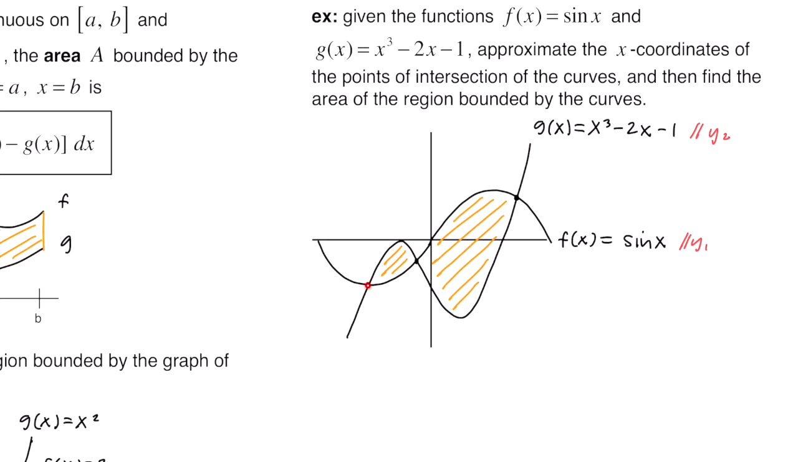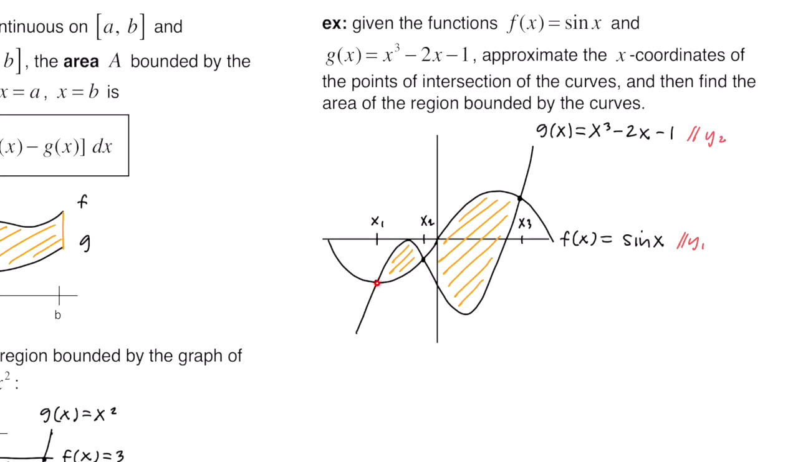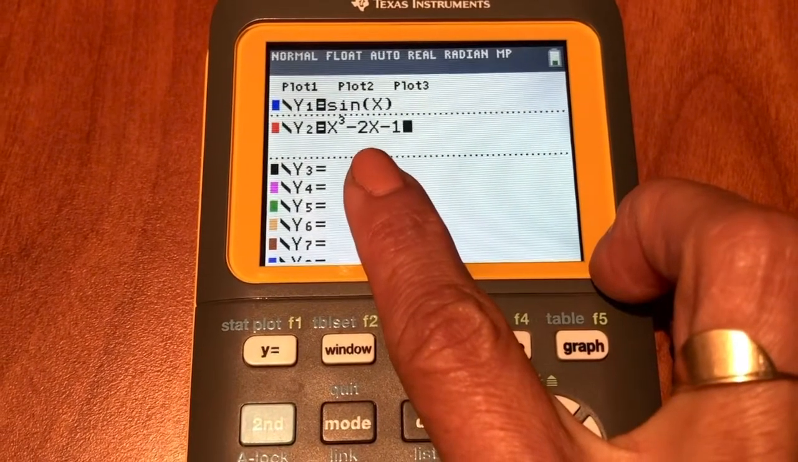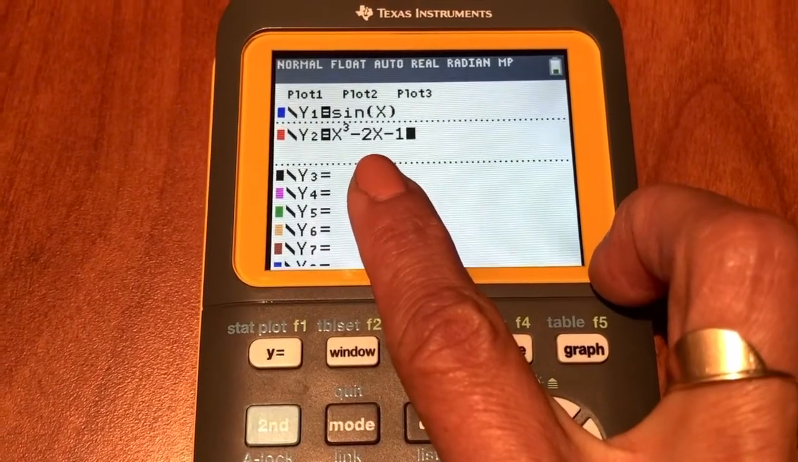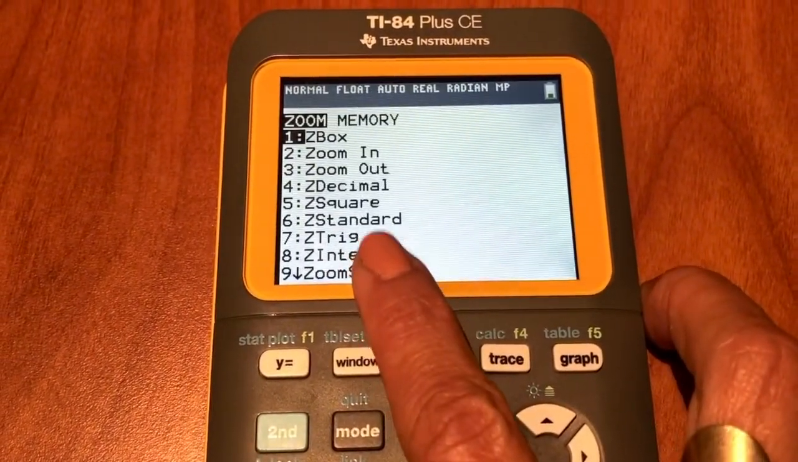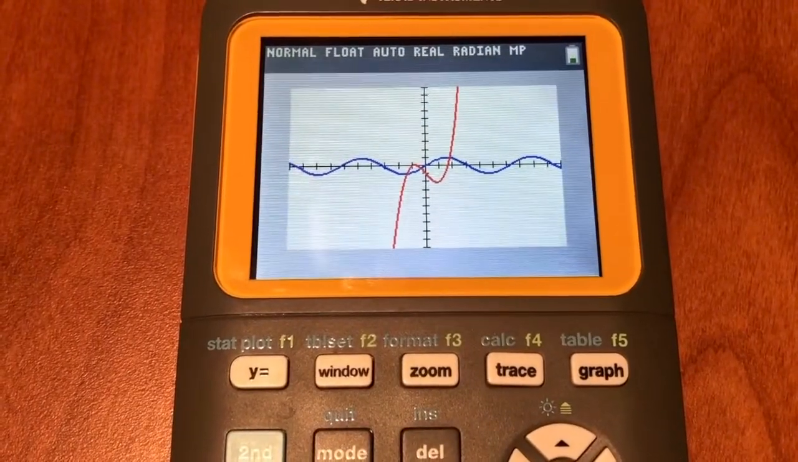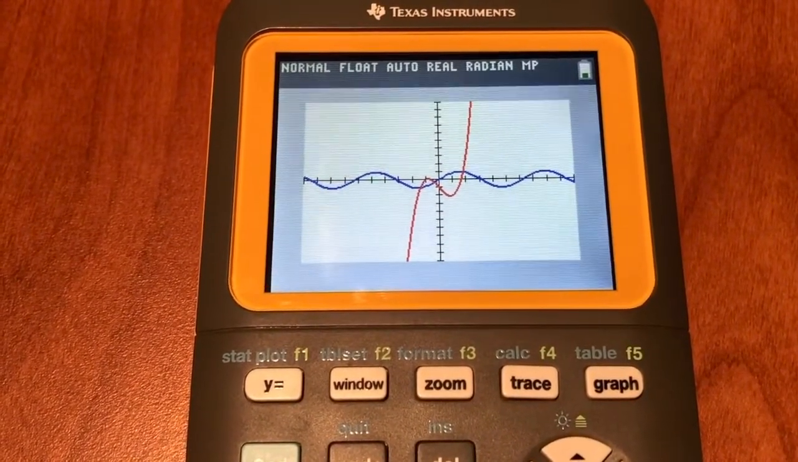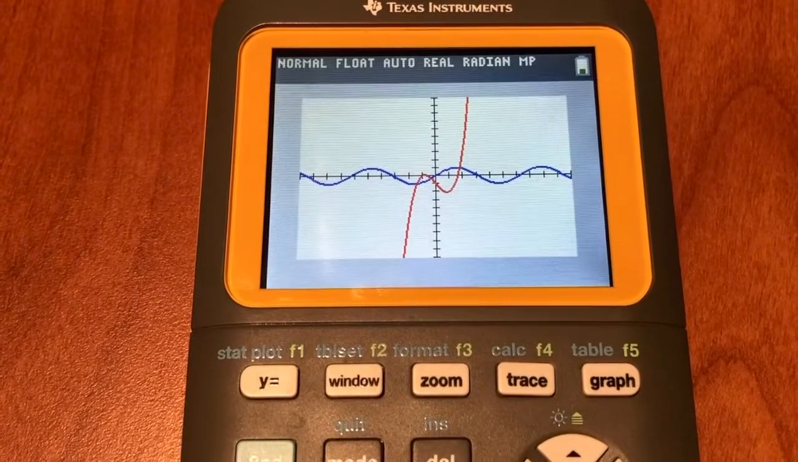So next we're going to find these different points of intersection. So I'm going to label them. This first point of intersection is x sub 1, then the next one's x sub 2, and then the third one is x sub 3. So we want to find x sub 1, 2, and 3. You can see I have sine of x as y1, and the cubic function is y2. I'm going to hit zoom, and then standard number 6. So here you can see the two graphs. It graphs the two equations out on a negative 10 to positive 10 xy axis.